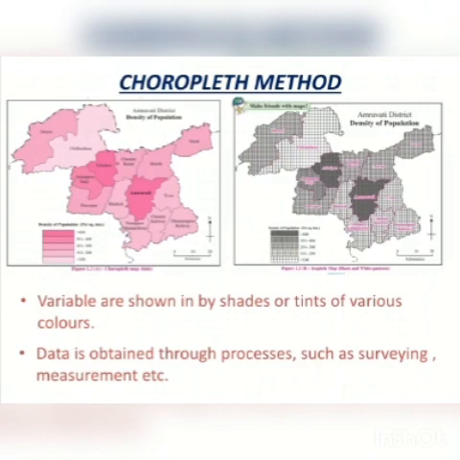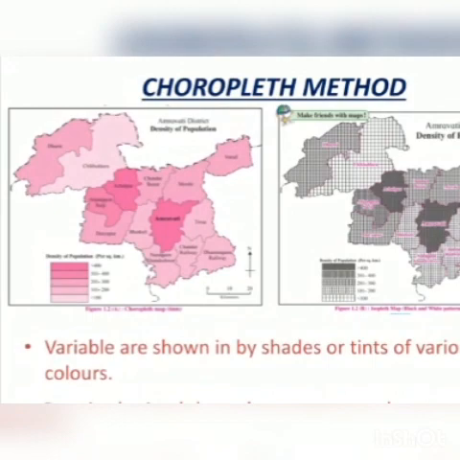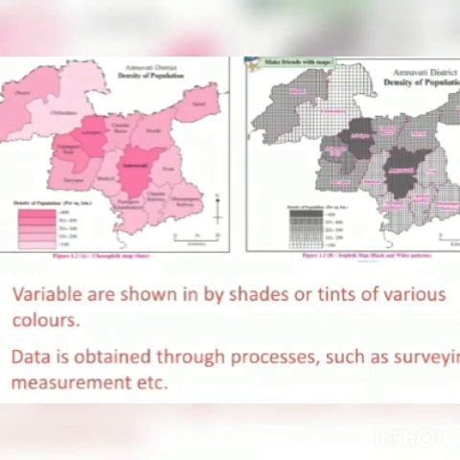On the first map, you will see that in the Amravati district there are many subdivisions, and one particular division is having one shade. The second sub-administrative division is having another shade. And the third one you will see another shade. So that means in a choropleth map, the sub-administrative division is having a common value, and that is why they use one particular shade for that sub-administrative division.